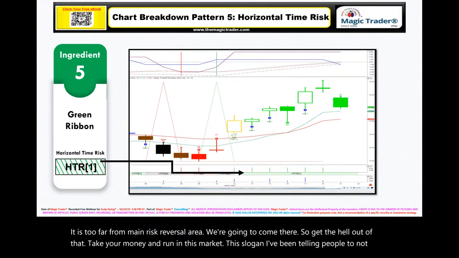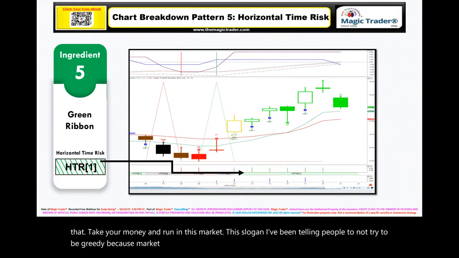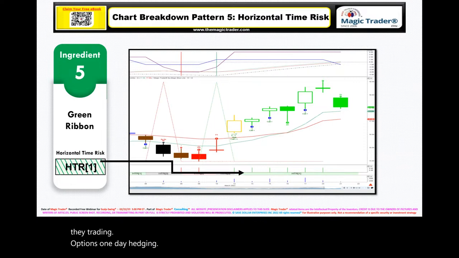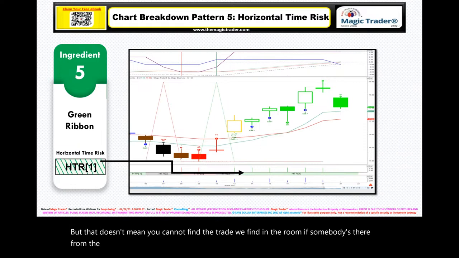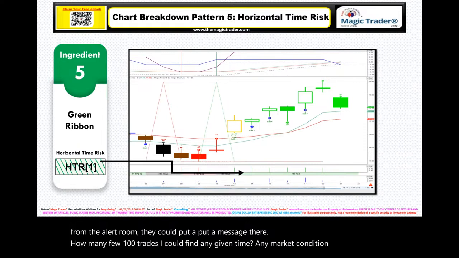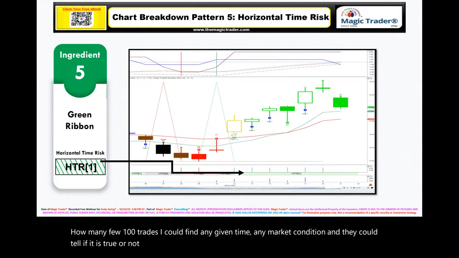Do not try to be greedy, because the market, regardless, they're also afraid. When you see zero DTE, it means they are trading options one day, hedging. I started my life in prop trading with a hedging firm. We have not seen things like this in many years. It's crazy, but that doesn't mean you cannot find the trade. If somebody from the alert room is there, they could put a message in the chat: how many few hundred trades I could find at any given time, in any market condition. And they could tell if it is true or not. Any given time, a few hundred trades.